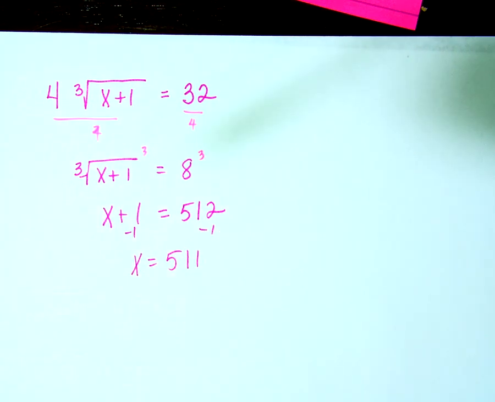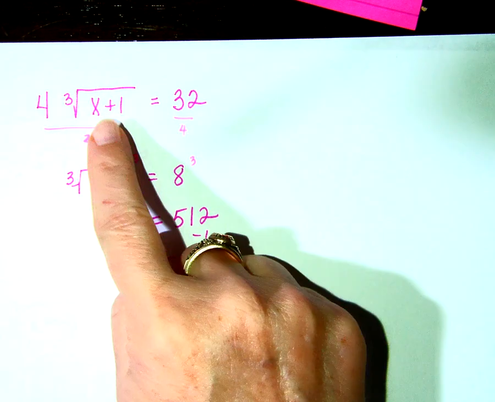Is this the right answer? Some people automatically think it's wrong. Why? Because it's big, right? Do we automatically think numbers are wrong just because they're big? No, we don't need to do that. Okay, plug it in to see if it's the right answer.